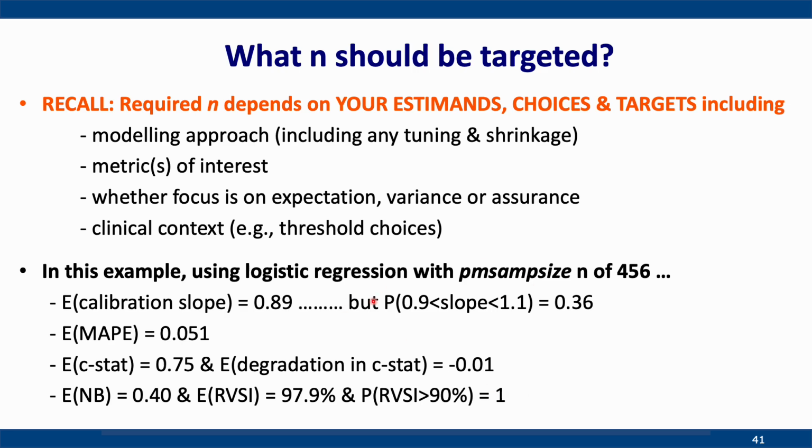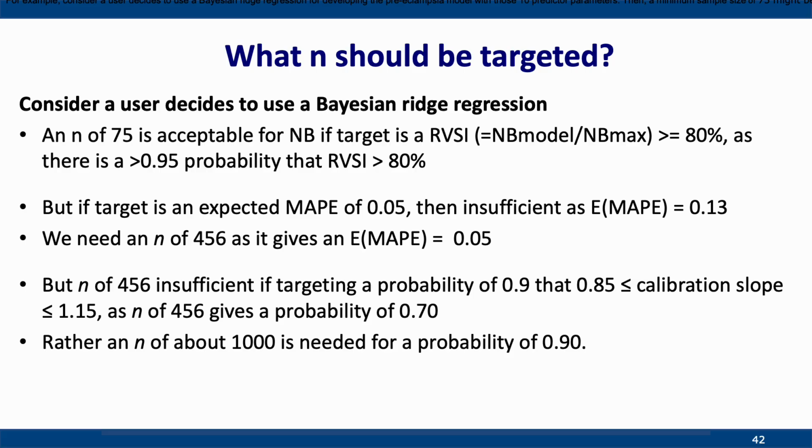So it really depends what you're interested in. Do you want to ensure the calibration slope is close to 1, or are you focusing more on the net benefit? Or if a user decides to use a Bayesian ridge regression, so a completely different approach in a Bayesian framework that allows for penalization, maybe an N of 75 is acceptable, if you're targeting a high probability, here 95%, that the net benefit of the model is at least 80% of the net benefit from the reference model.